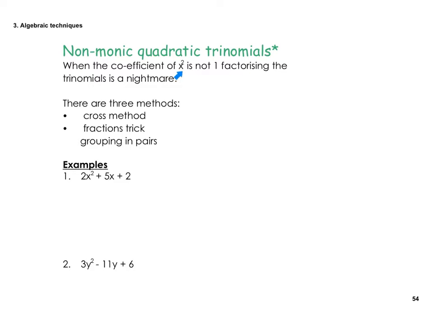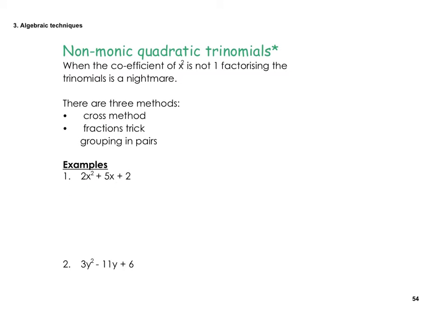When the coefficient of x squared is not 1, factorising the trinomials is a nightmare. So that means it's a non-monic trinomial. Remember last lesson, 1x squared is monic. If there's a number in front of x squared, it's non-monic. Like these ones here, you can see, there's a number in front of the squared bit. Now there are a few methods. We're going to focus on the cross method.